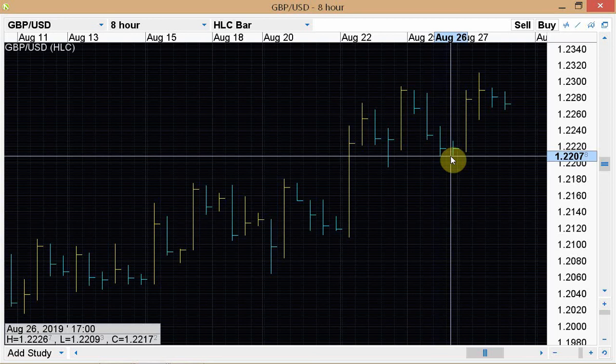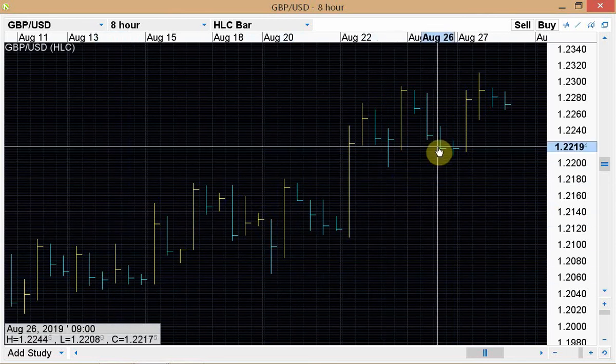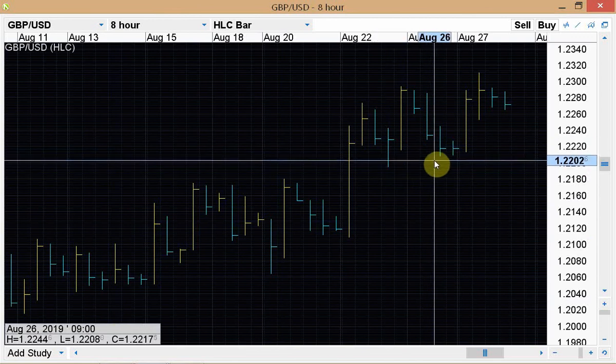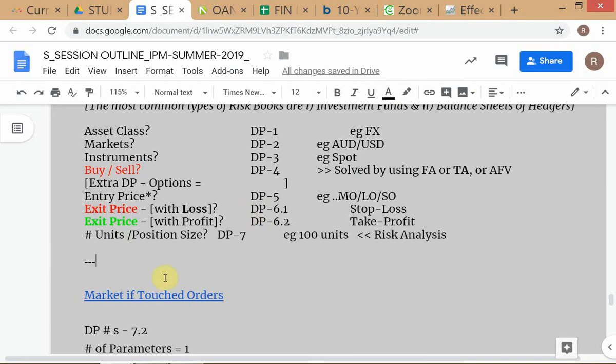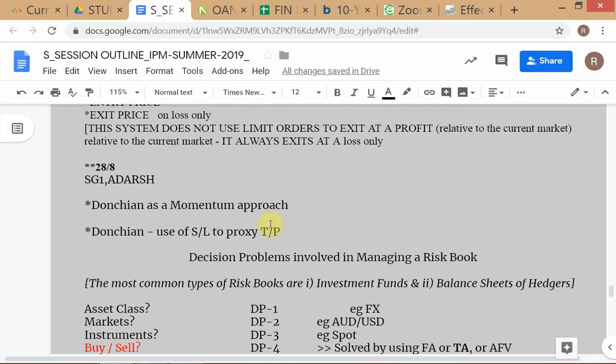Are you following in that sense? You're able to see what I'm saying? The stop is in a way following the market. It's tracking the market. As the market moves higher, the stop also moves higher. Yes? Yes, sir. People are not very convinced. Okay, so this is what we call a trailing stop. So the Donchian system uses trailing. The term we use in the market is called a trailing stop.